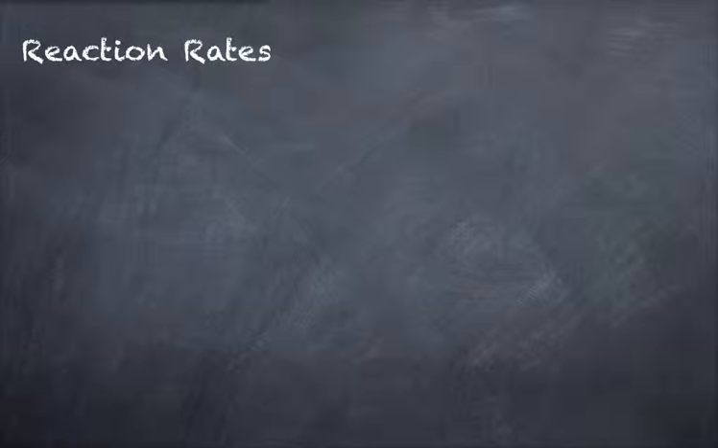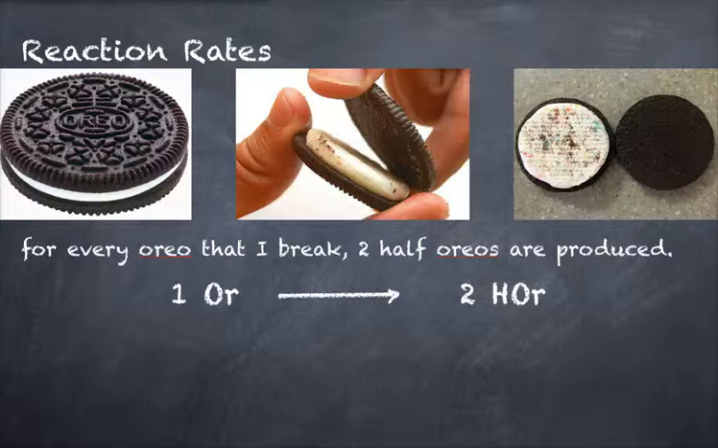If you know that reactants are being used up at the same rate that products are being made, you can know some relationship, and we're just going to look at that relationship today. I'm going to give you an easy example. If I take Oreo cookies and break them apart into two half Oreo cookies, then I've got kind of a chemical reaction here. One OR, which is one Oreo cookie, is going to be broken into two half Oreo cookies, HOR.